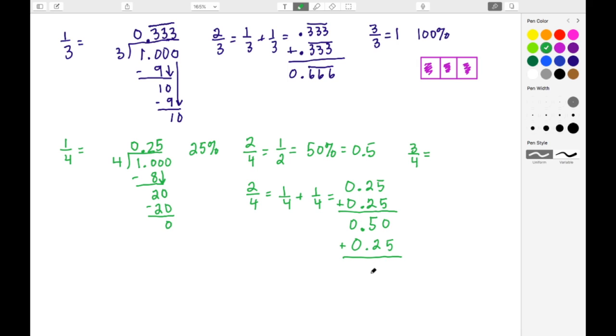Well, 50 plus 25 gives me 75, and you see I placed in my decimal point. So 3/4 is the same thing as 75/100. And if I multiply by 100, I see that comes out to be 75%. And of course, we know 4/4 is 1, which is also 100%. All right, let's move on now to fifths.